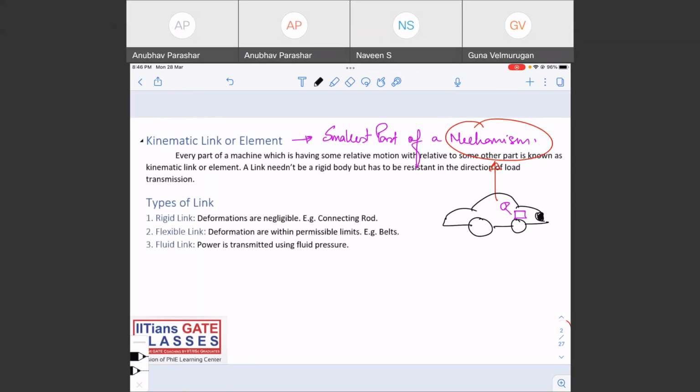Links can be rigid, flexible, or fluid links. Rigid, like a connecting rod, is an example of a rigid link. Belts are an example of a flexible link. Similarly, we can also use fluid, like nitrogen. Generally, nitrogen is used for pneumatic devices. Air is also used, or we can use any hydraulic fluid.